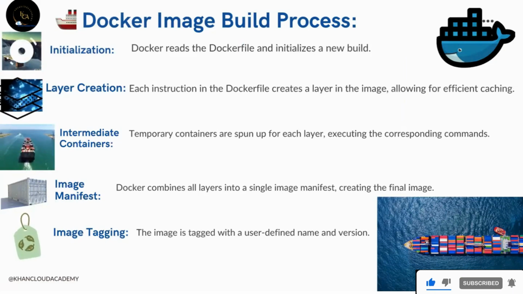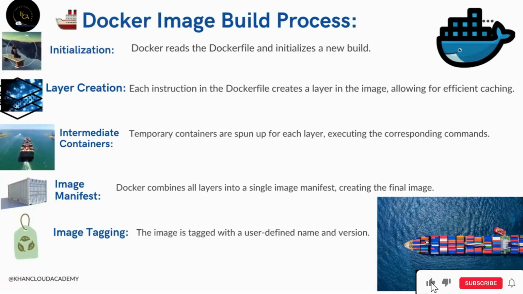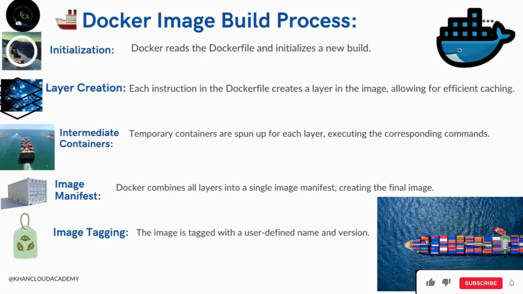Layer creation. Each instruction in the Dockerfile creates a layer in the image, allowing for efficient caching. Intermediate containers. Temporary containers are spun up for each layer, executing the corresponding commands. As for the image manifest, Docker combines all layers into a single image manifest, creating the final image. And tagging, the image is tagged with a user-defined name and version.